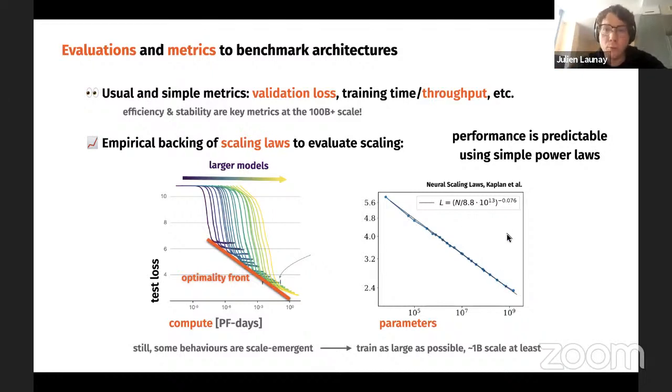This is a very simple power law, a very simple relationship that you can establish. And this is a very useful tool to study how an architecture will scale, because you can establish this at the 1 billion scale or even smaller. And it seems that this holds across scale. GPT-3, for instance, fits the predictions of scaling laws that were established much earlier than GPT-3.